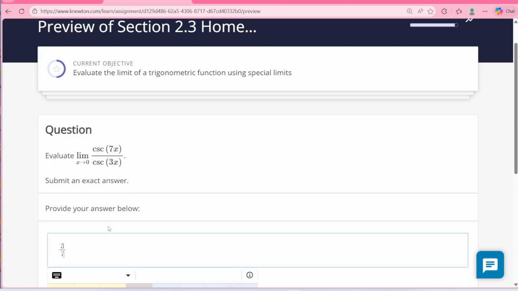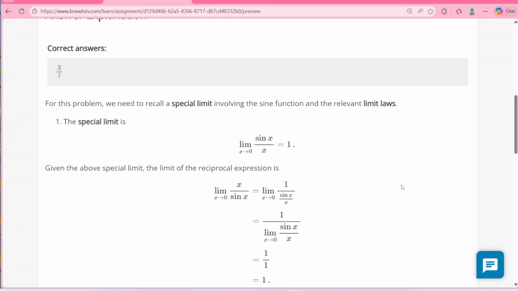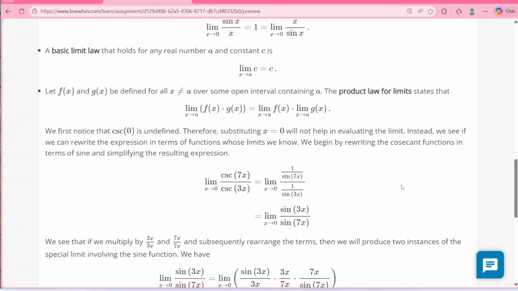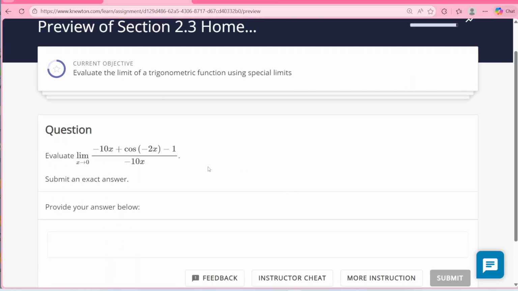Over 2 hours now. I just want to get this done. 3/7. Please read through how they're using the special thing right now. All right, and then this here, this is 1.